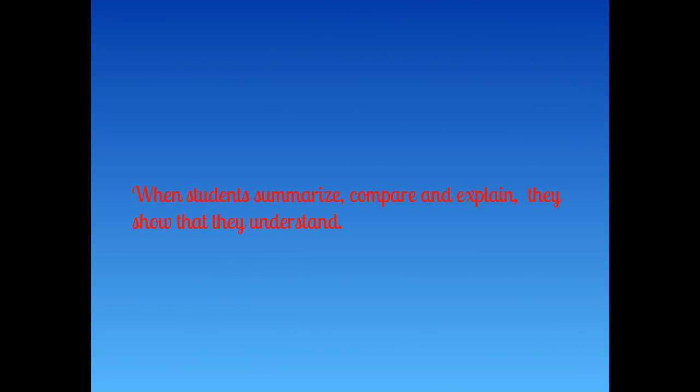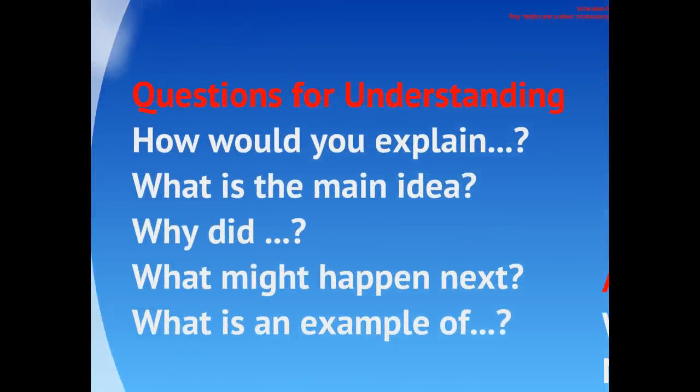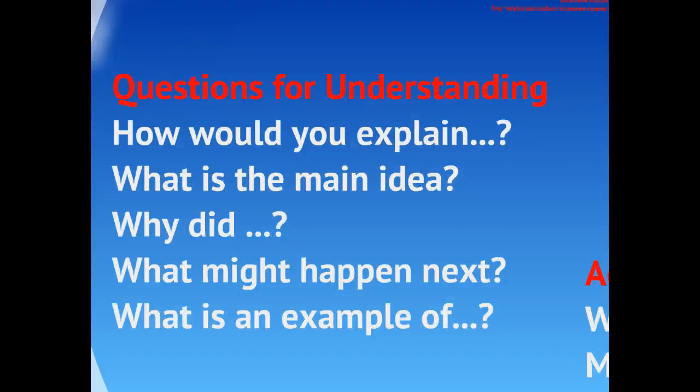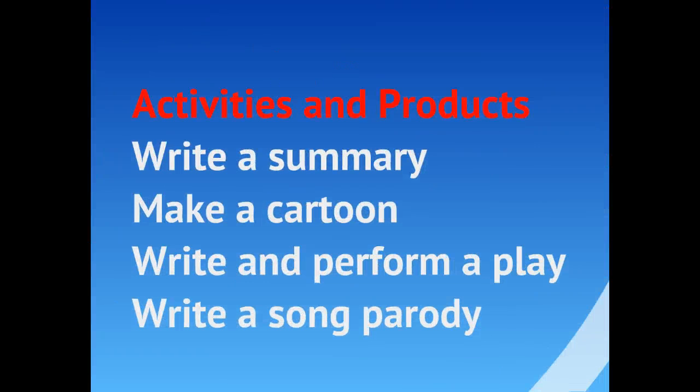The next level is understanding. This is when students summarize, compare, and explain. They show us that they understand by doing these types of activities. We ask these types of questions to measure understanding. How you explain, what's the main idea, why did, what might happen next, what is an example of. Again, the idea is for them to explain to us things so that we know what they actually understand. These are types of activities that we can ask our students to do: writing a summary, making a cartoon. You can already see that a lot of these activities link to other aspects of what we call the 4 C's of creativity and collaboration.